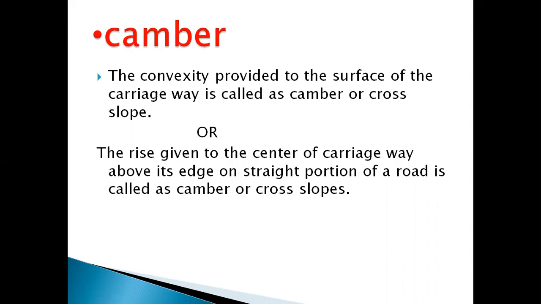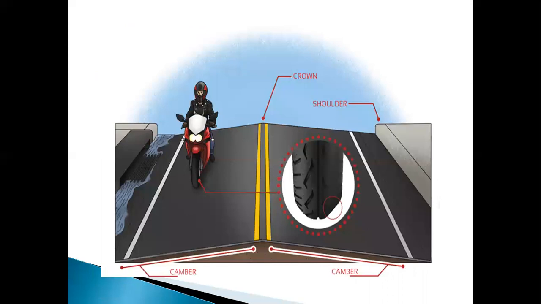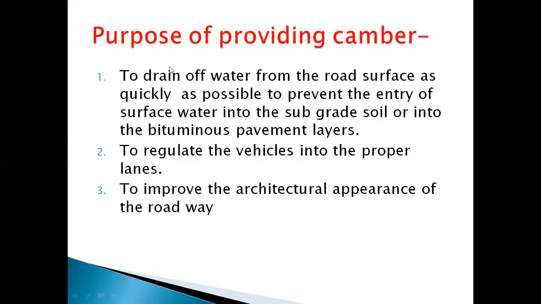In the previous lecture, we discussed a design parameter of highways, that is camber. The camber is the convexity provided to the surface of the carriageway, or it is also called the cross slope. The camber is the convexity which can be provided to the surface of the road. Then we discussed the purpose of providing camber. Why is the camber provided to the road?